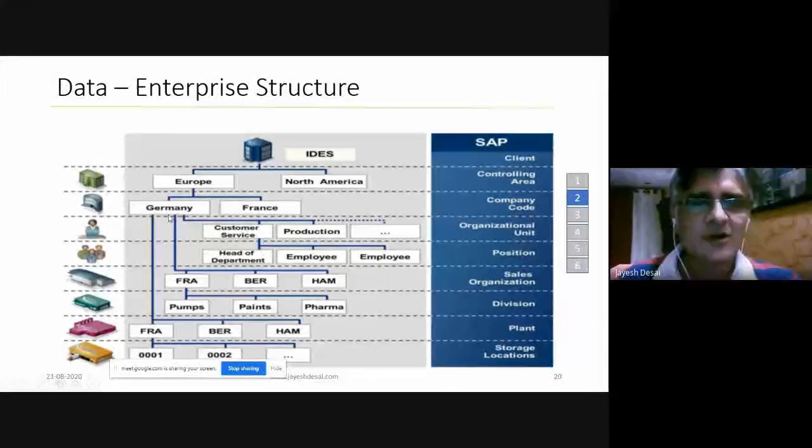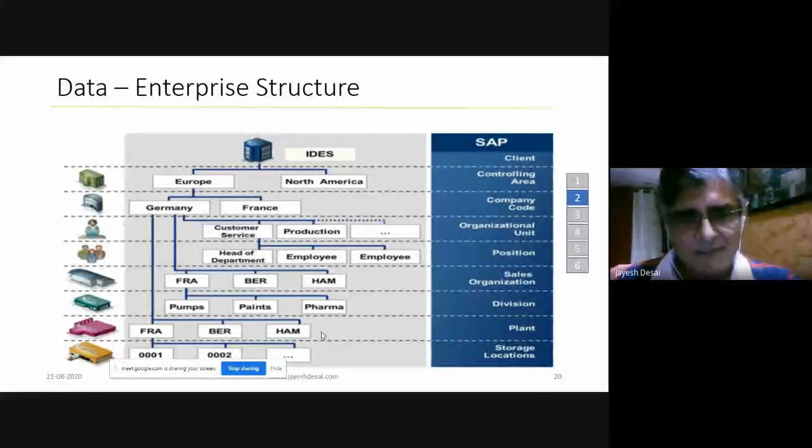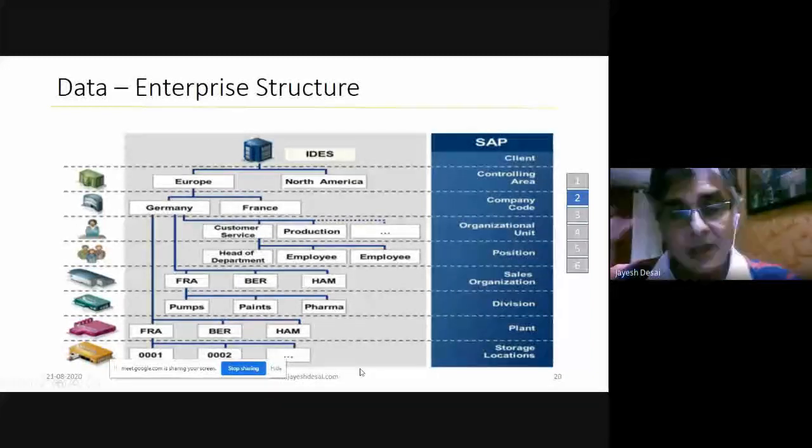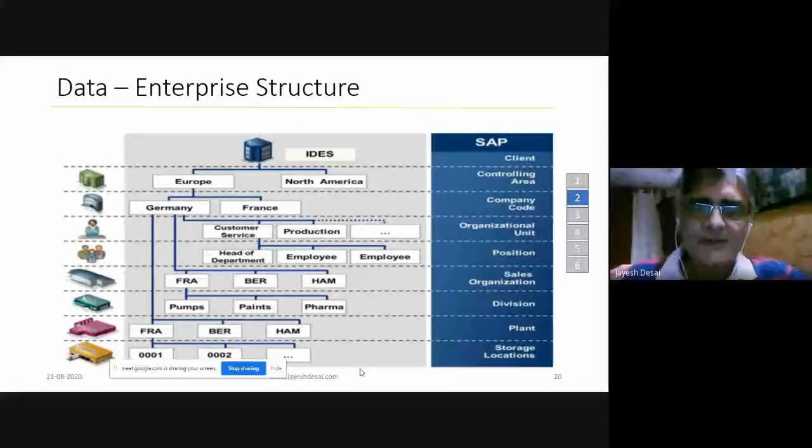And Europe, let's say it has got France and Germany and Belgium and all these countries. And then it has got various products like pumps, paints, pharmaceuticals, and then various departments. And then plants in Frankfurt, Berlin, Hamburg, and they are denoted by this number. Now, in one of these plants, there is a small storage location where you have a small machinery part lying, and that part is getting scrapped.